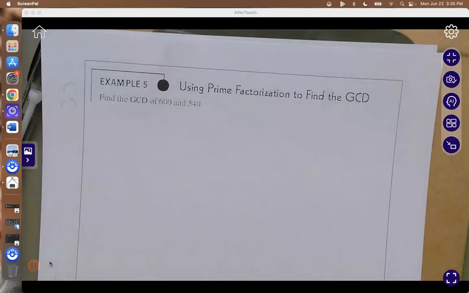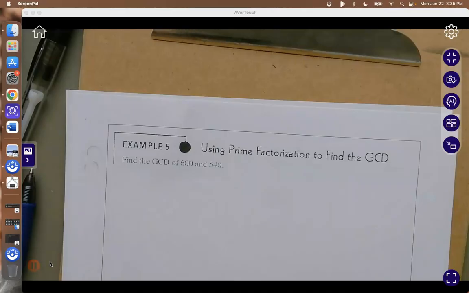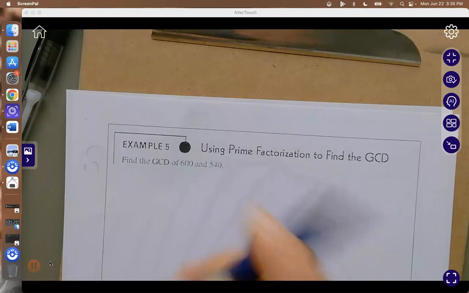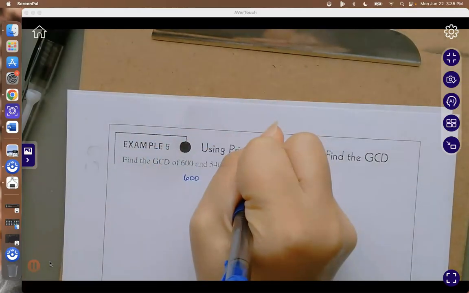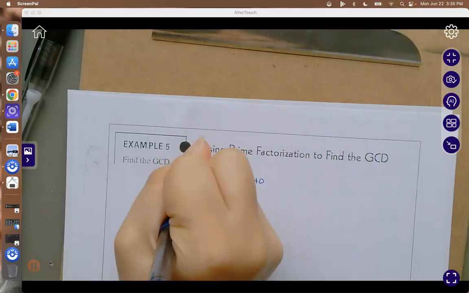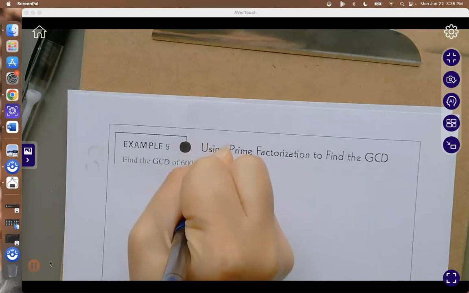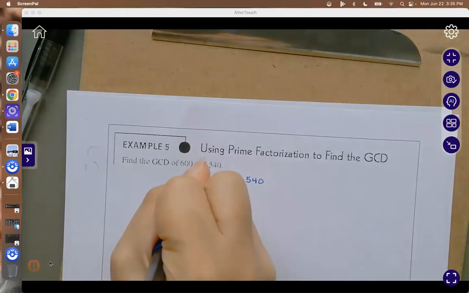Alright, so moving right along, use prime factorization to find the GCD. So, just one moment. Alright, so we're going to find the GCD of 600 and 540. Okay, so we know since it ends in 0, 10 will work. So that's 10 and 60. So that's 2 times 5.